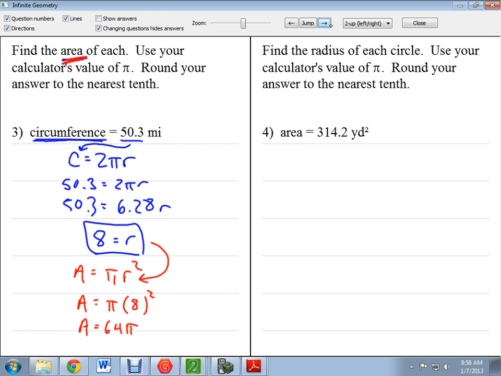Pi is equal to 201. Area is equal to 201.1. So that is the answer that we would be looking for in a decimal approximation, but you most certainly may leave it as 64 pi.